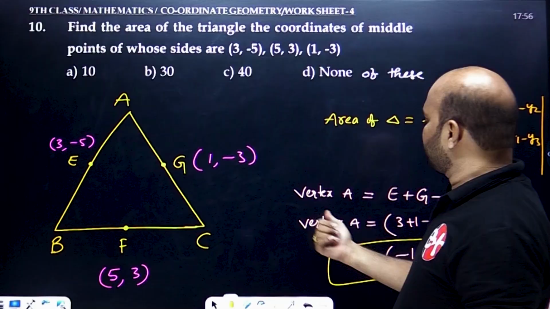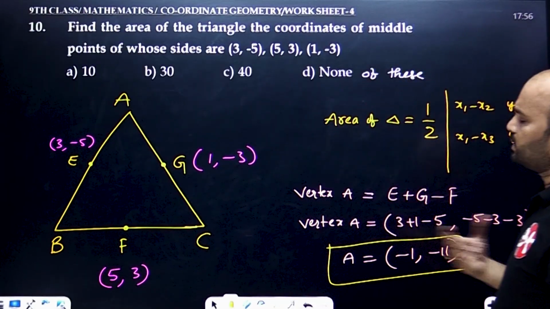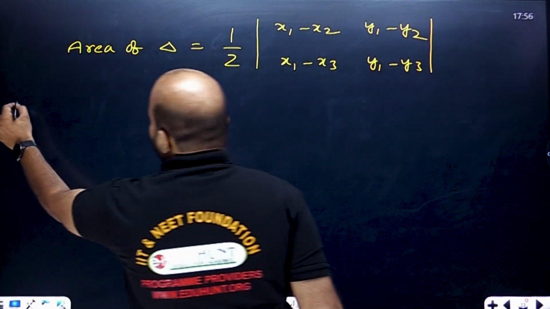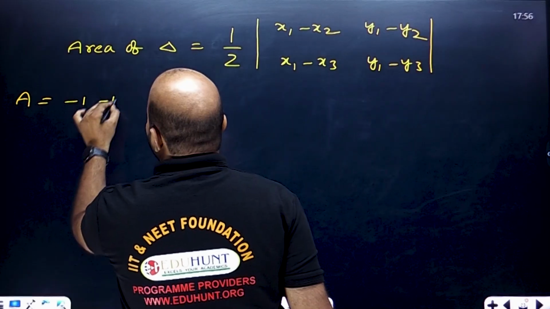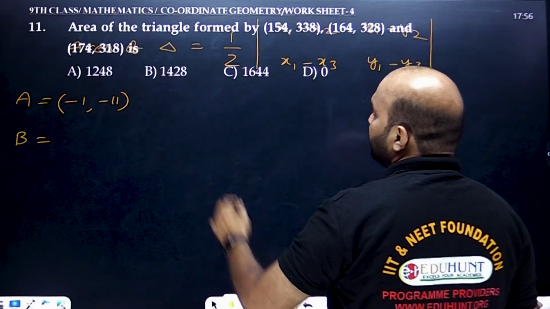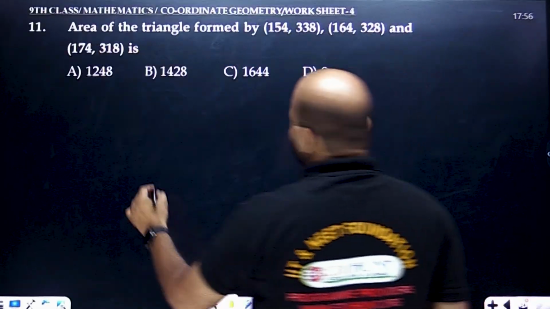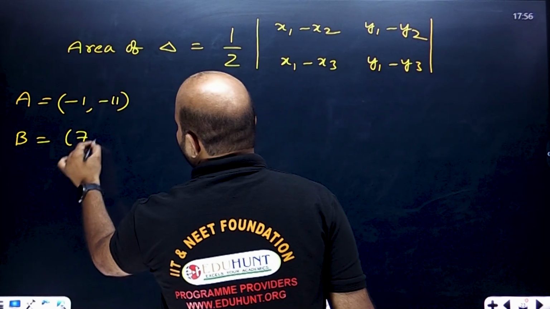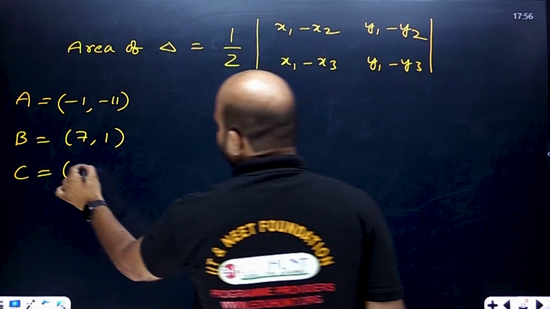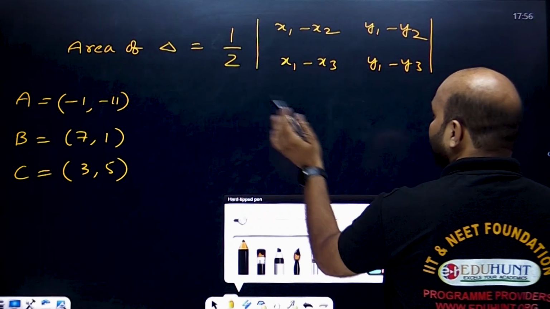That's why I applied the formula for the vertices. According to the midpoints we get the A, B, C coordinates. So what I am getting here: A coordinates minus 1, minus 11. B coordinates, what I am getting, 7 comma 1, and the C coordinates 3 comma 5. So by using these coordinates we will get the area of the triangle.